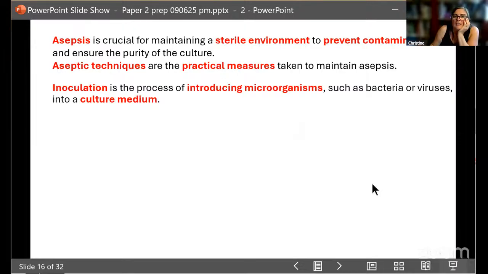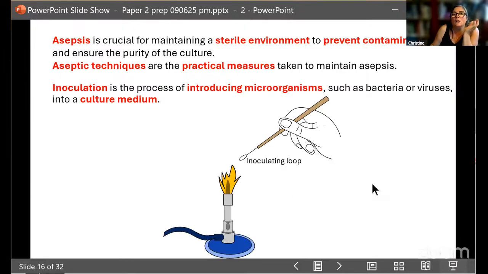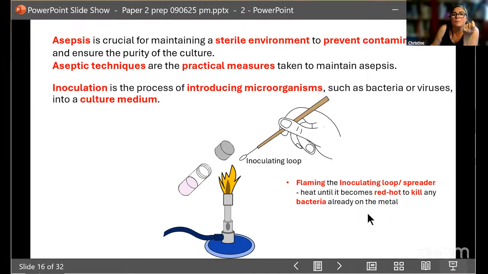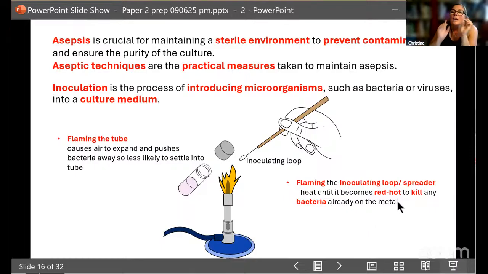Sterile environment, techniques, inoculation, what we're going to do. Obviously, we're going to flame it. We're going to make it red hot. We don't want to kill. Important here, we want to kill any bacteria we don't want, but we don't want to kill the bacteria we do want. So we have to be very careful that we don't take a red hot inoculating loop or spreader and stick it straight into our growth medium that we want to utilize.